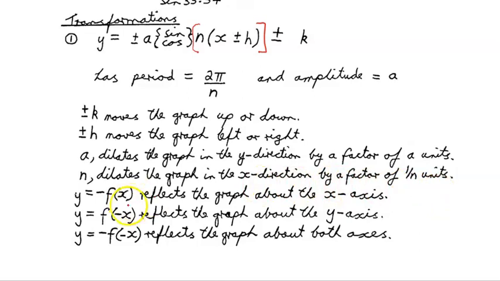Y equals minus f of x reflects the graph about the x-axis, the horizontal axis, the domain axis. Y equals f of minus x reflects the graph about the y-axis, and y equals minus f of minus x reflects the graph about both axes. So that's a brief introduction, and we will see more of that in coming videos when we flesh that out.